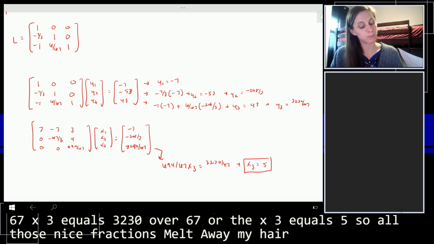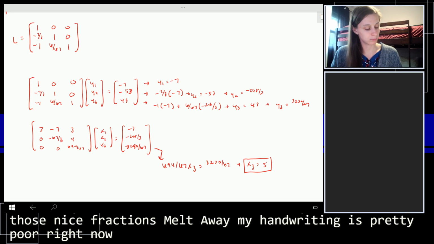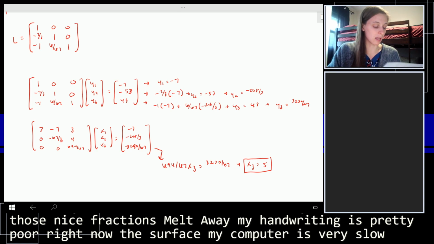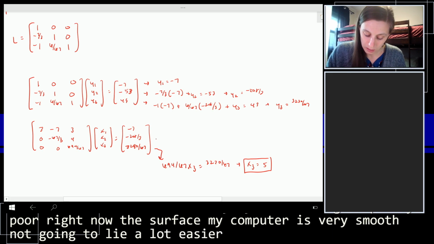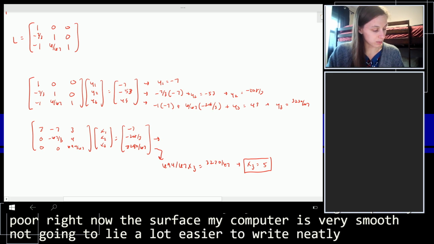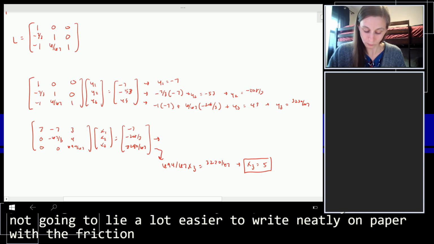My handwriting is pretty poor right now. This surface, my computer, it's very smooth. I'm not gonna lie, it's a lot easier to write neatly on paper with the friction of a pencil.